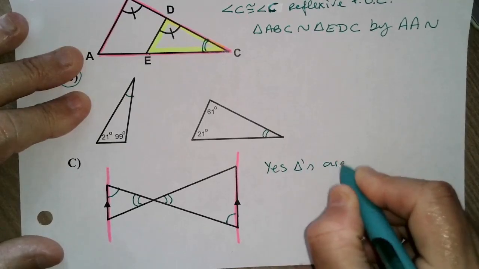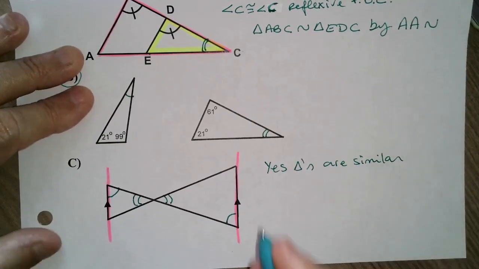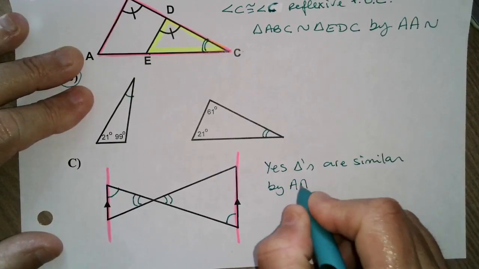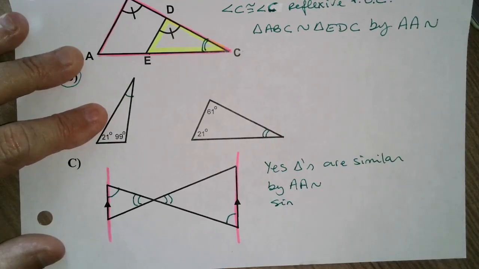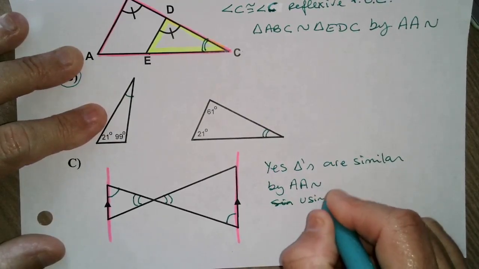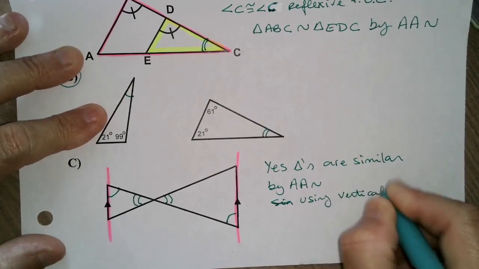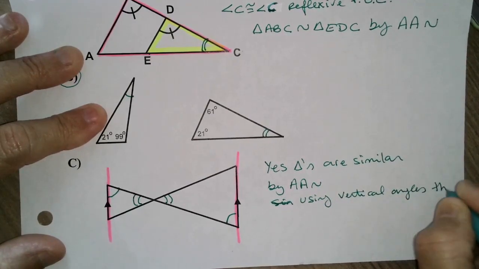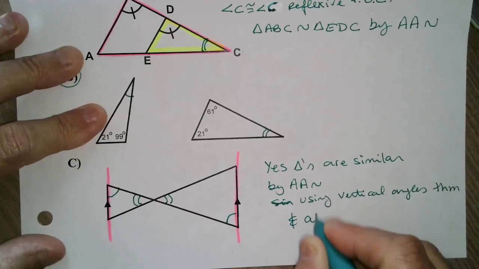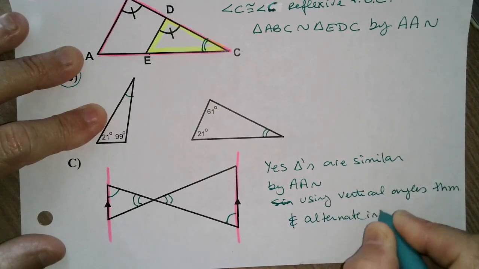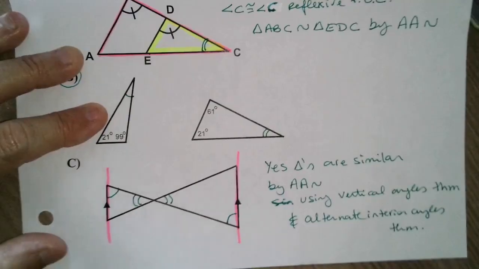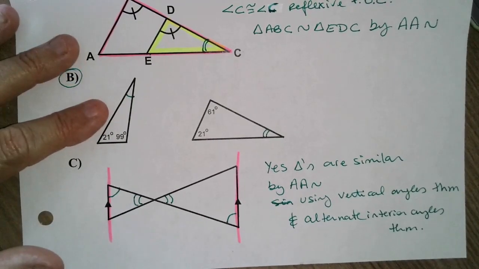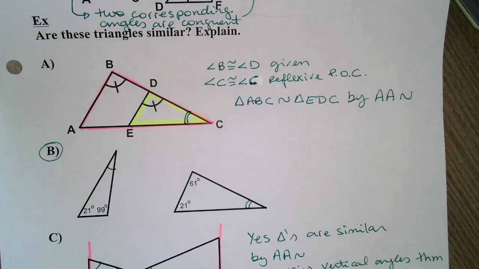triangles are similar by AA similarity postulate, since, let's say this, using vertical angles theorem and alternate interior angles theorem. Okay, so that's it for those types of problems.